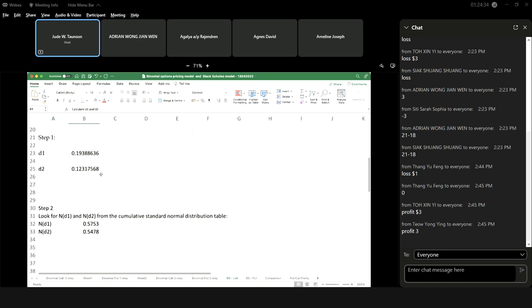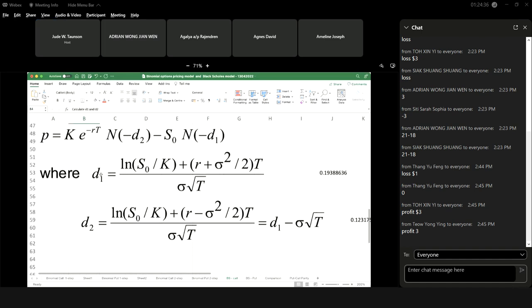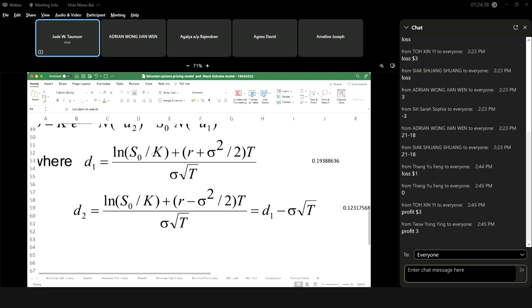Let us do it together. Okay, what is the formula for D1? D1 is equal to log of stock price divided by strike price, plus interest rate plus variance divided by 2, times time T, all divided by standard deviation times square root of time. All right, so D2 is equal to log of stock price divided by K, plus interest rate minus variance divided by 2, times time.